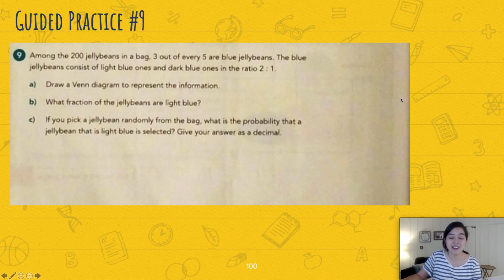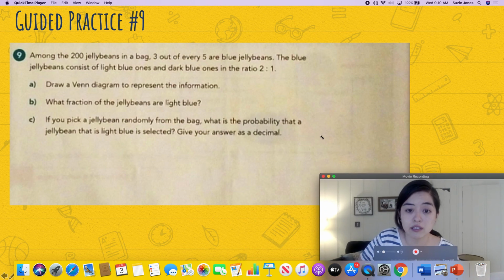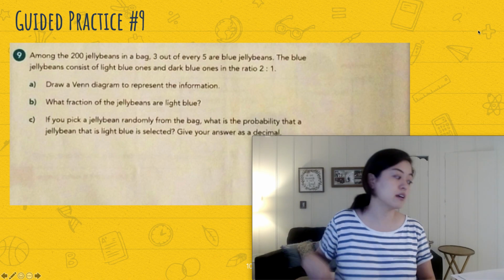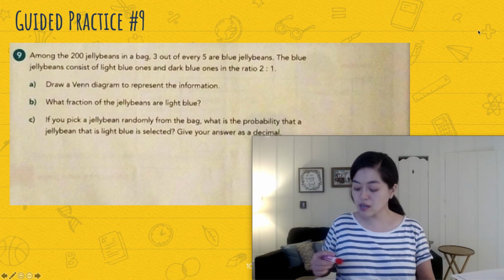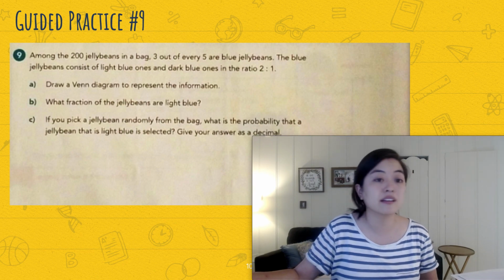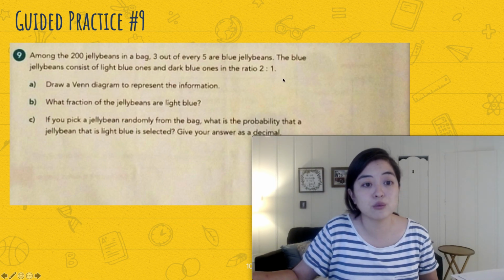All right. Hi again. So I'm going to just increase the size of my video screen so I can show you what I wrote on my board, okay? All right, so number 9, it says, among 200 jelly beans in a bag, 3 out of every 5 are blue jelly beans. The blue jelly beans consist of light blue ones and dark blue ones in the ratio of 2 to 1. So part A, we want to draw a Venn diagram to represent the information.